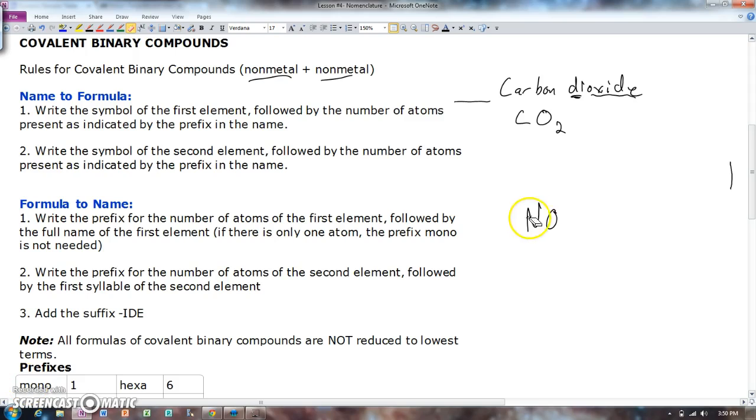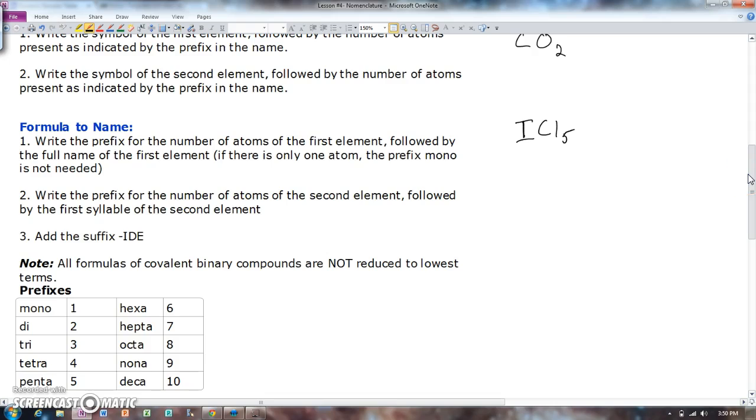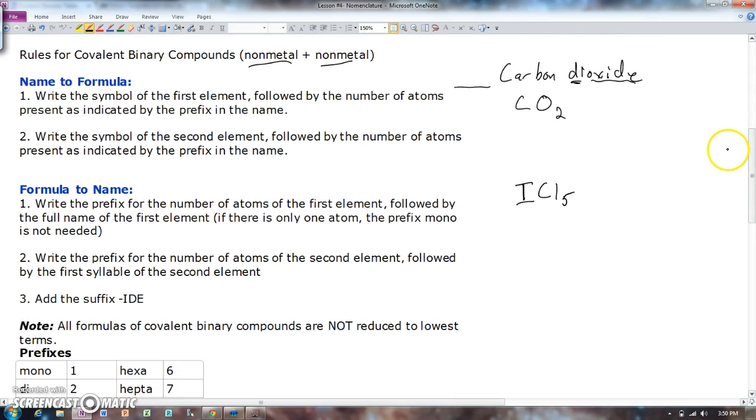Okay. So now let's go from formula to name. I'm going to start with a formula something like this. My first step is to write the prefix for the number of atoms of the first element. So I have 1 I. Clearly here I have no number beside my I, which means I have one of them. So this is mono, but since it's at the beginning, if there's only one atom, the prefix mono is not needed. Then I'm just going to write the full name of the first element. So I'm going to start with iodine.